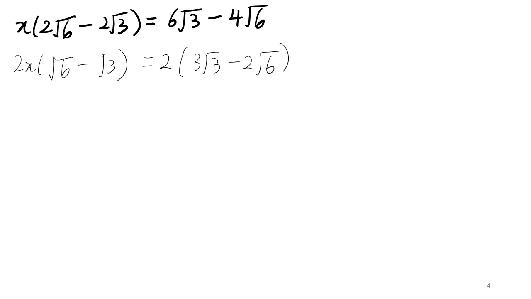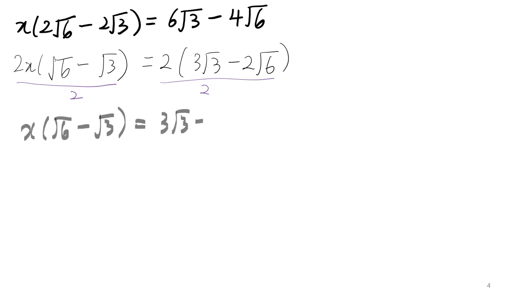Right, and then what's the next thing we can do? We can divide by 2 on both sides. So what you end up with will be x bracket square root 6 minus square root 3 equals 3 square root 3 minus 2 square root 6.